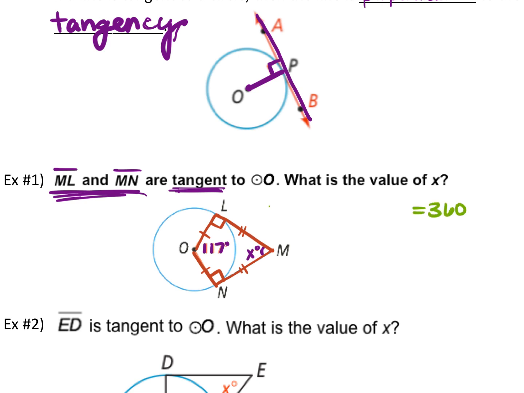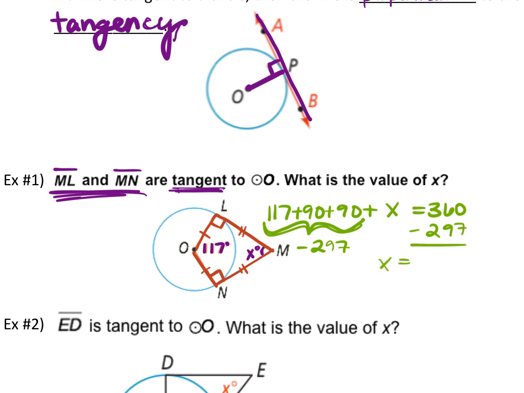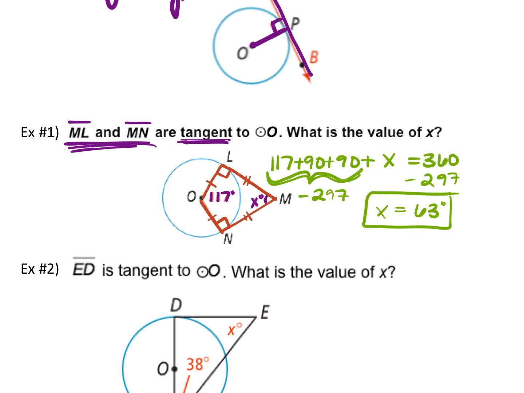So if we add this all up, 117 plus 90 plus 90 plus whatever the measure of angle X is, we should get 360. What was this total? 297. So take away 297, and we get X is 63 degrees. Okay, so look for, is there a quadrilateral? Is there a triangle? What shape are we working with to be able to find the missing piece?